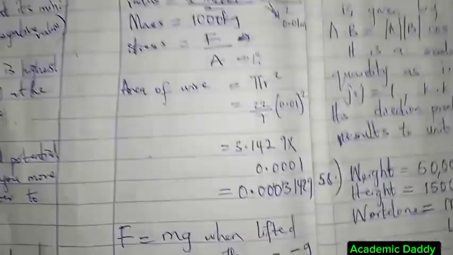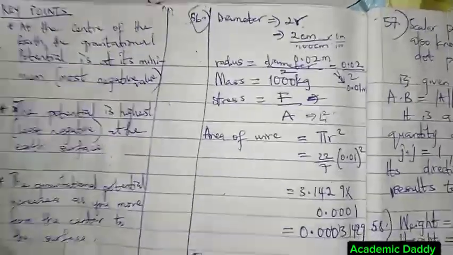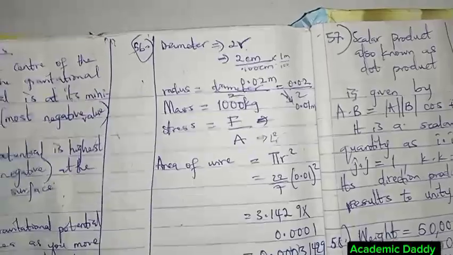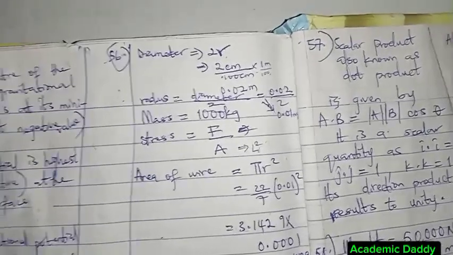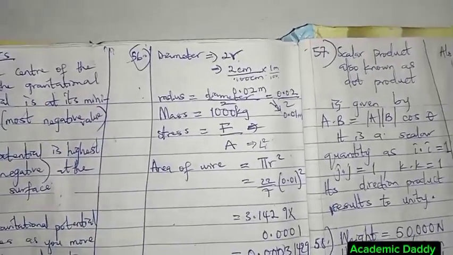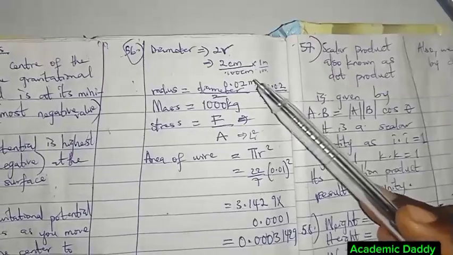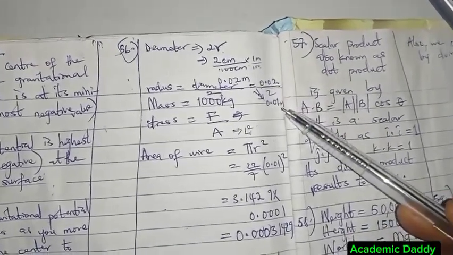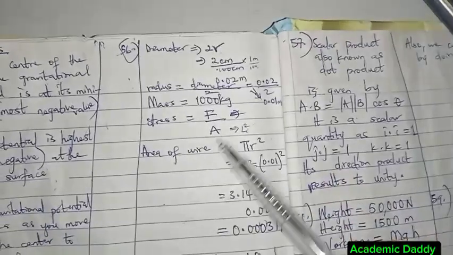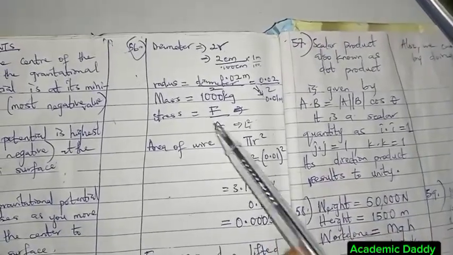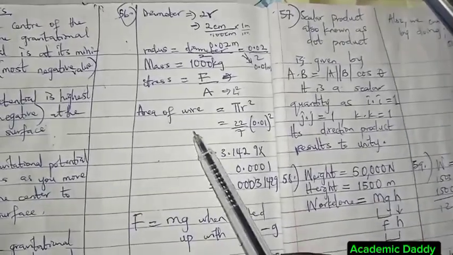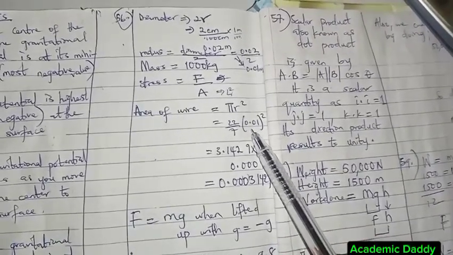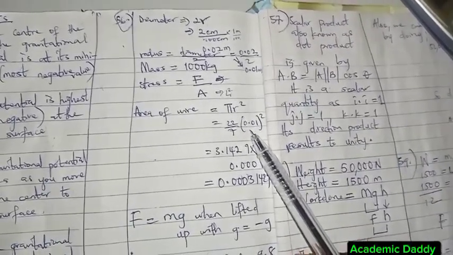So first of all, analyze everything we are given. They gave us the diameter, and diameter is 2r, which means that r should be equal to diameter over 2. So that is 2 cm. To meter is going to be 0.02. When you divide it, it is 0.01 meter. The mass is 1000 kg. Formula for stress is force over area. Area of wire is given by pi r square. So if you do 22 over 7, then times r, which is 0.01 meter square.